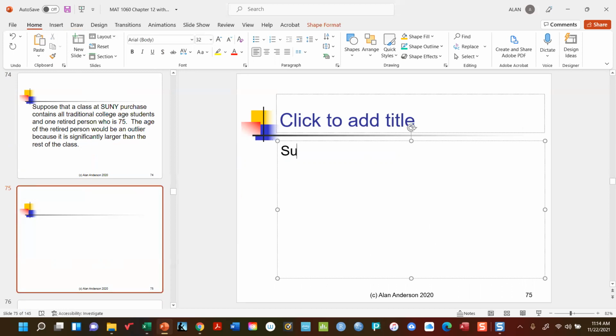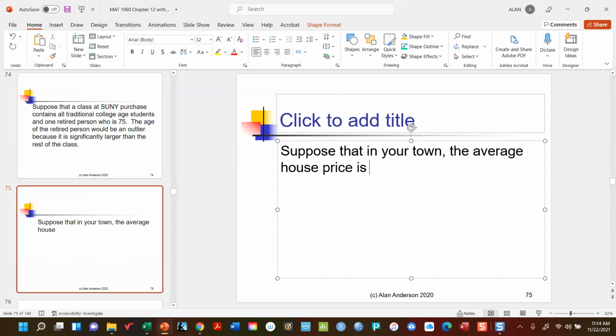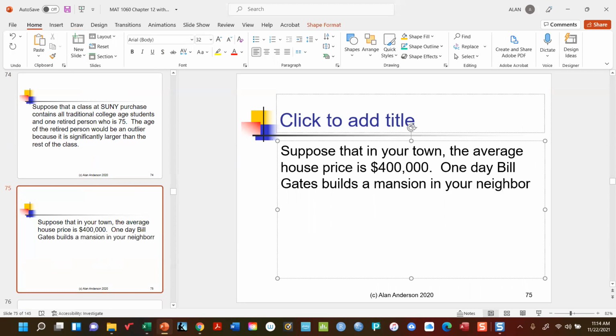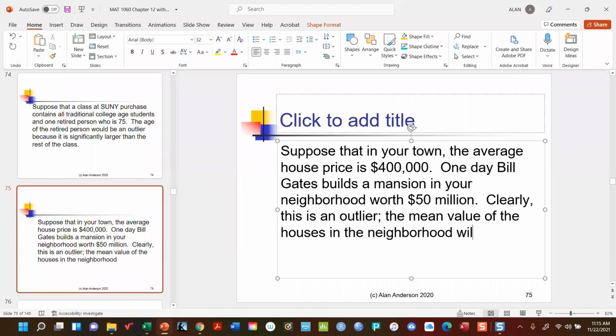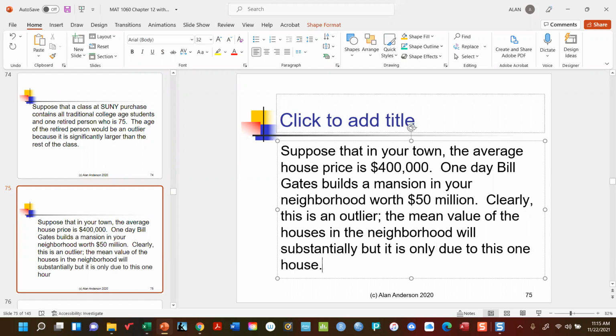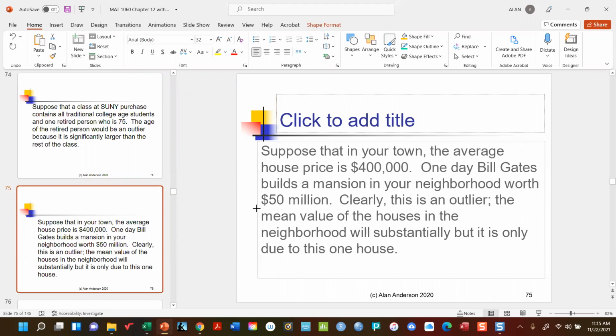Suppose that in your town, the average house price is, I don't know, $400,000. One day, Bill Gates, for God only knows why, builds a mansion in your neighborhood worth $50 million. Clearly, this is an outlier. The mean value of houses in the neighborhood will rise substantially, but it is only due to this one house. You can see the mean is not going to be a good choice here when you have this one enormous outlier. Okay.